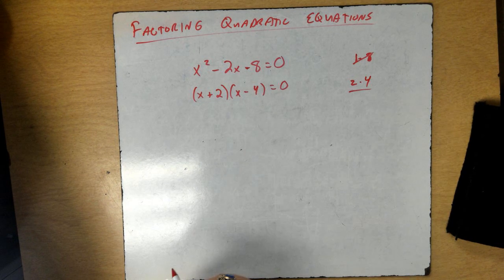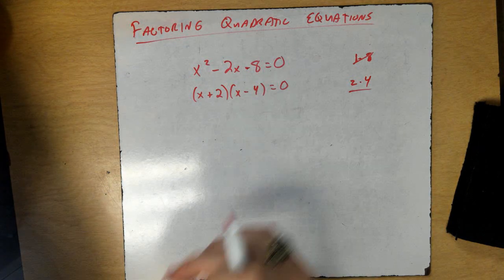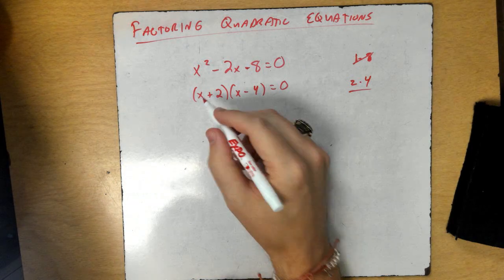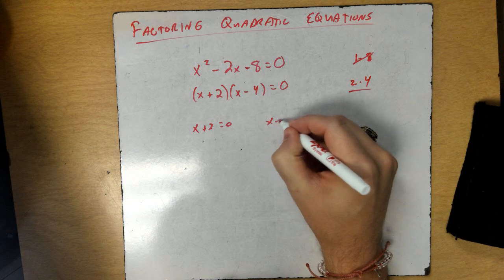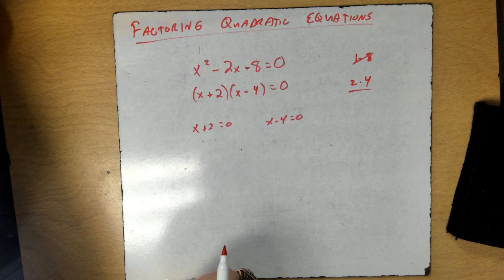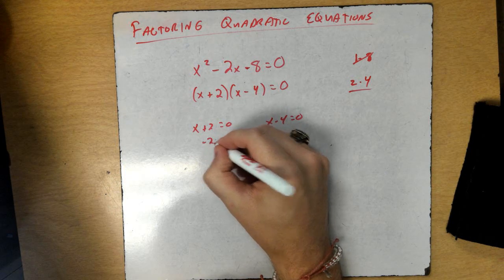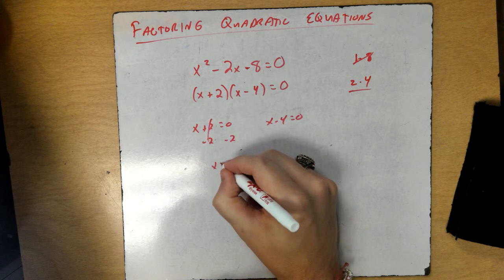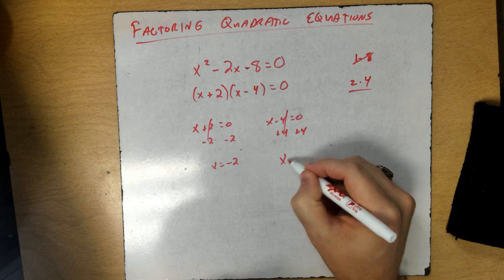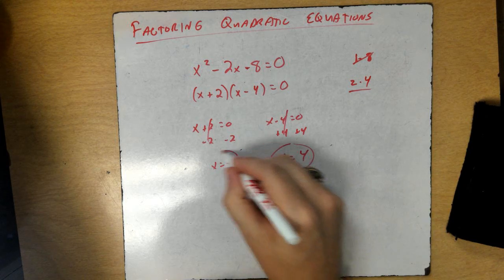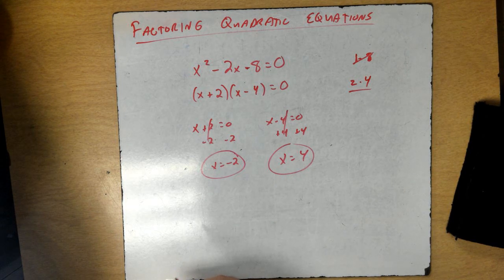Now we're going to take that one step further and solve each set of parentheses when it's equal to 0, okay? So I'll take my first one, x plus 2 equals 0, and then x minus 4 equals 0. And then very simply, I'm going to minus 2 here to get x equals negative 2, and plus 4 here to get x equals positive 4. So x is negative 2, or x is positive 4.